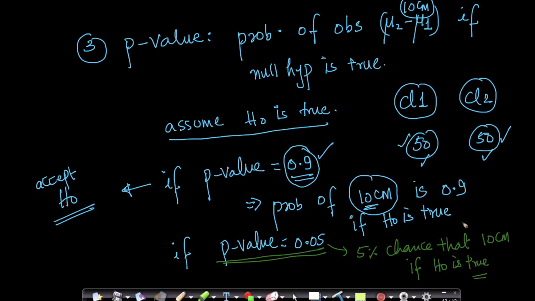If my H0 is true, let me read it in English again. What does H0 being true mean? It means that students of class 1 and class 2 have the same height. If that was true, then my chance of finding a difference of 10 centimeters between mu1 and mu2 is only 5%. So if the p-value is small, you would say that your H0 probably is incorrect. Then you say we reject our null hypothesis, or we accept our alternative hypothesis.